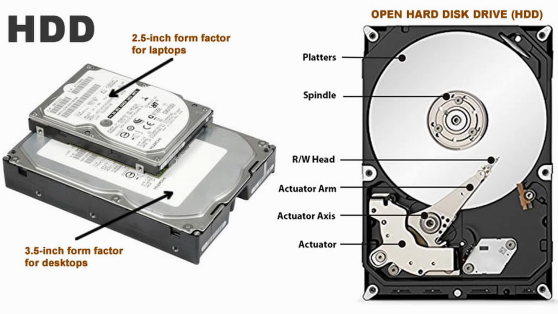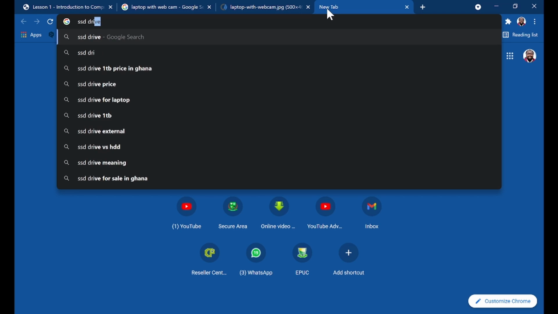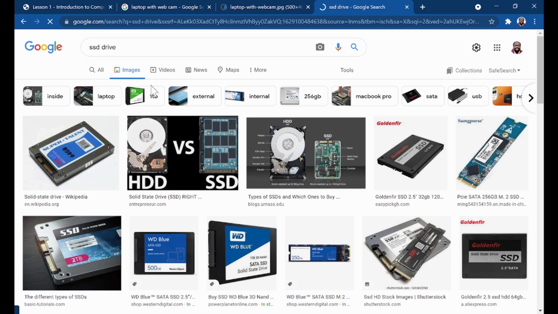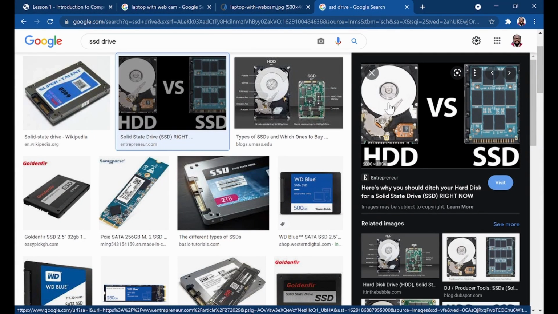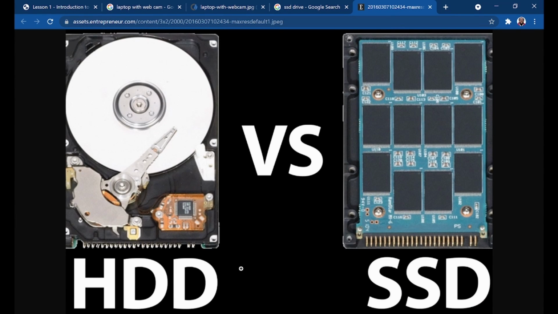So the better design is what we now call the solid state drive, SSD drive. And when you open an SSD drive, you will not find any disk. This is a hard disk. Do you see HDD? Do you see the plate? Do you see the arm? This is SSD, solid state drive. Do you see how it looks? This is how it is designed.